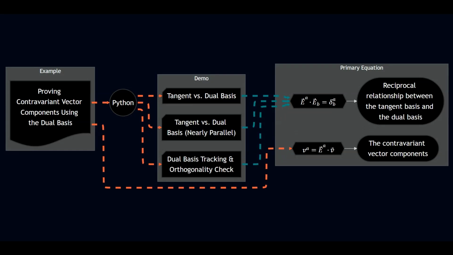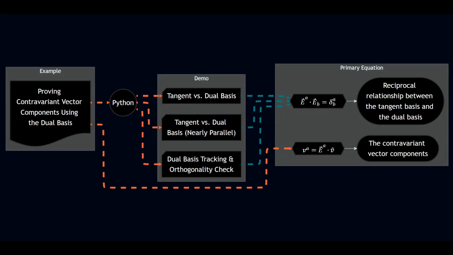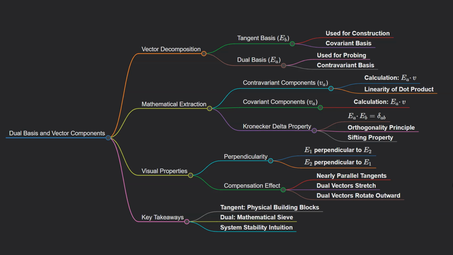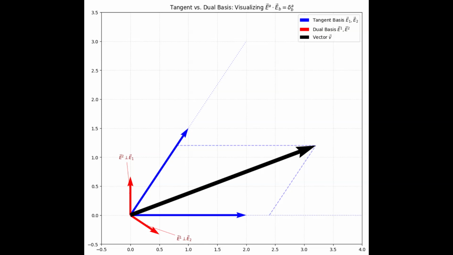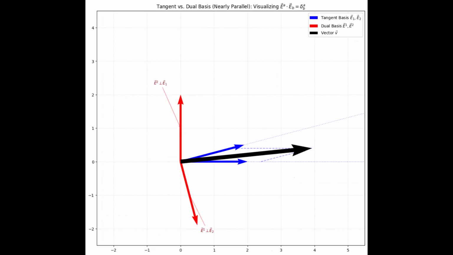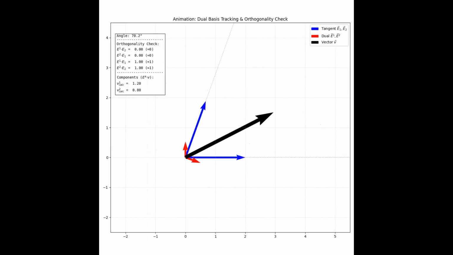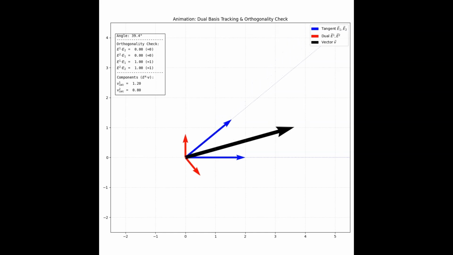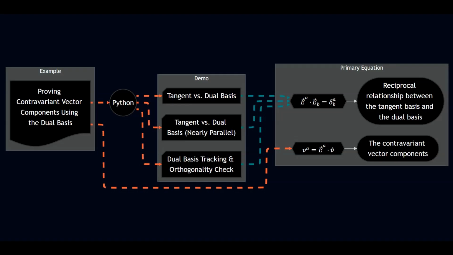The true power of this relationship is revealed in our second and third demonstrations, where we make the blue building blocks nearly parallel. As the blue foundation arrows begin to squash together, the red measuring sticks must perform a dramatic mathematical dance to stay accurate. To maintain their ability to ignore the wrong blocks, the red sticks must rotate outward and stretch significantly in length.